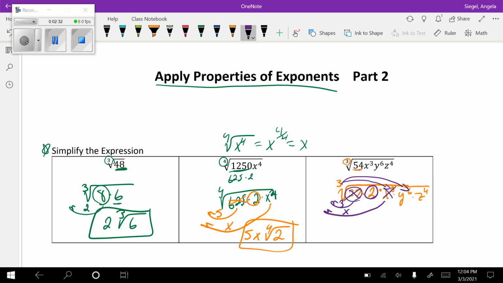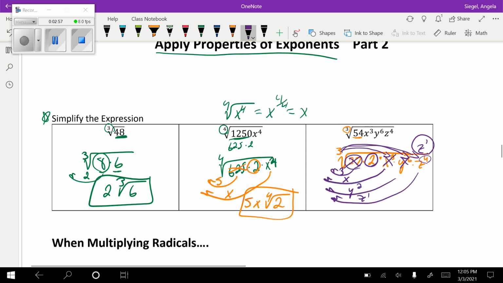So I'm done with that. 3 evenly goes into 6 2 times. So it's going to be y squared. So I'm done with that one. And 3 goes into 4 one time. So I'm going to pull out a z to the first. But then, if you want to think about it as a remainder, I have a remainder left over as 1. So I'm going to have a z to the first left over inside. So let's clean this all up. So I have 3xy squared z times the cubed root of, let's see what's underneath here, 2z to the first, or just z.